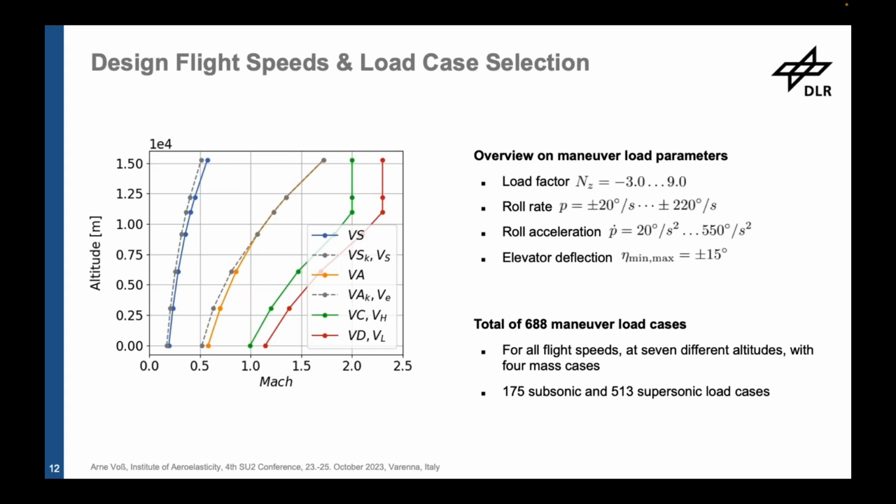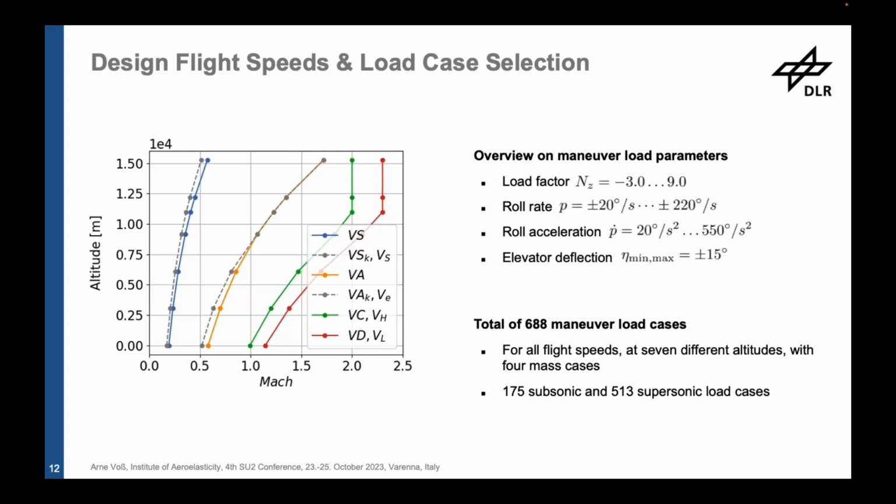For example, we have a horizontal level flight. That's easy. Then we have a pull-up maneuver or push-down maneuver, or we have roll with acceleration in opposite direction, sudden elevator deflections, and so on. And in some cases, also a combination of pull-up and roll maneuvers. So all these different maneuvers need to be calculated at the different altitudes for all the different mass configurations.